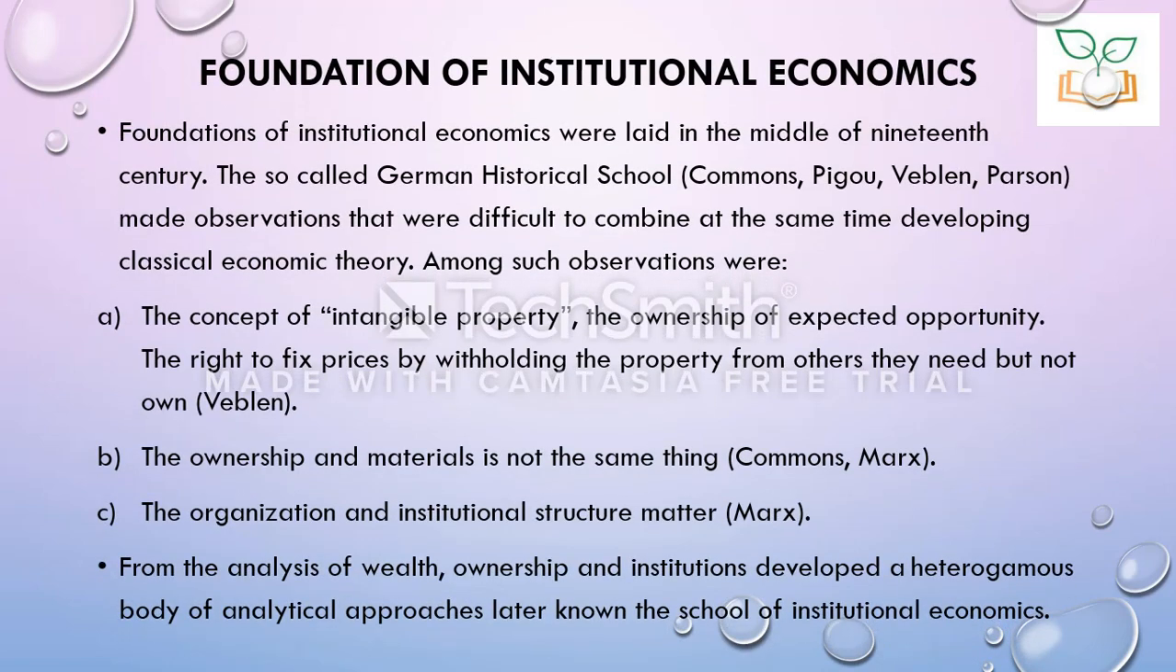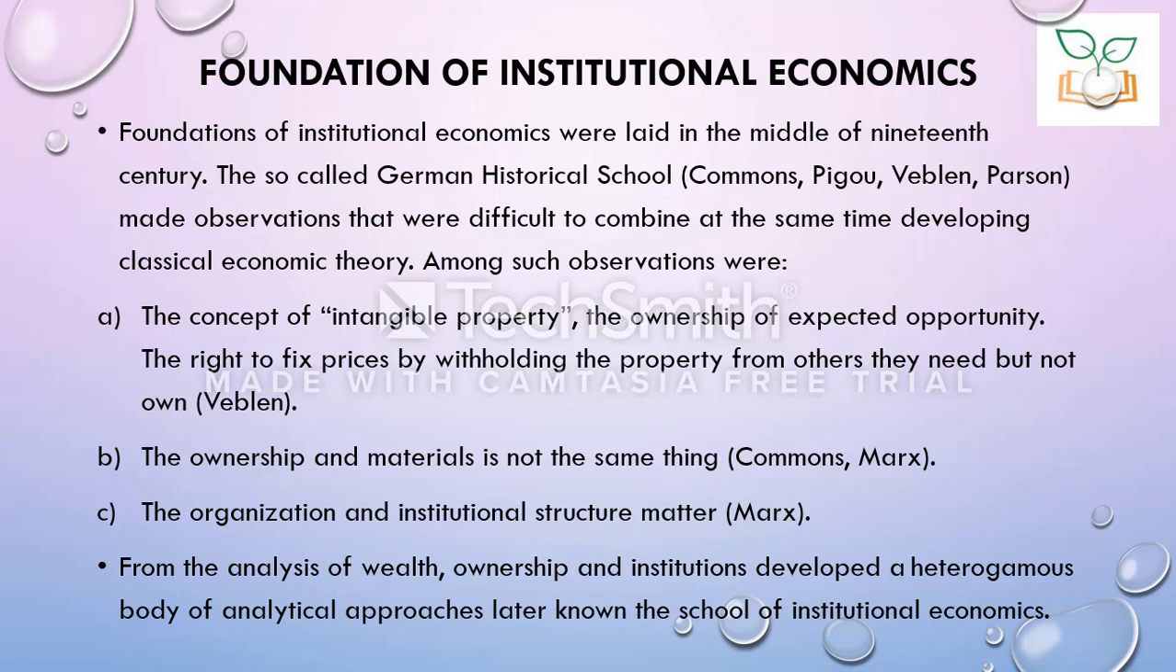Now, the foundations of institutional economics. The foundations of institutional economics were laid in the middle of the 19th century. This is also called the German historical school. The followers of the German school of thought, such as Commons, Pigou, Veblen, and Parsons, made observations that were difficult to combine with the then-developing classical economic theory.